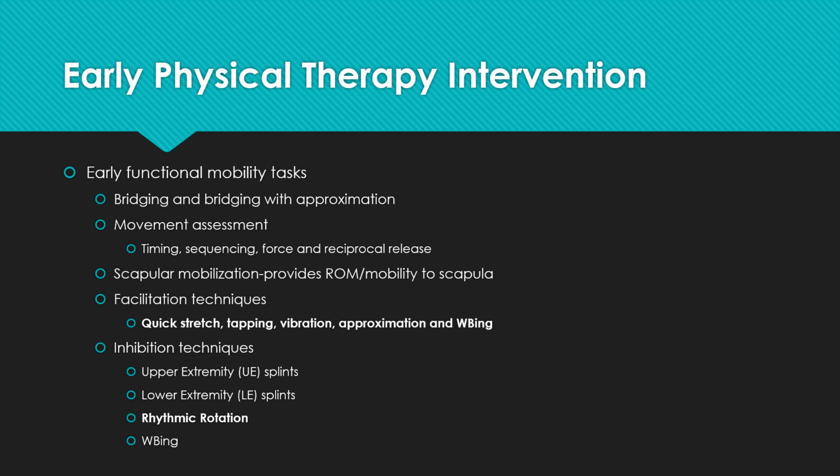Remember, we've talked about rhythmic rotation being an important component to minimizing spasticity, and so whether that's applying to the trunk or to a specific extremity as needed, rhythmic rotation is an inhibition technique. And then weight bearing, while it's a facilitation technique for muscles that aren't activated, it's also an inhibition technique for muscles that are overactivated because it tries to find that balance needed.